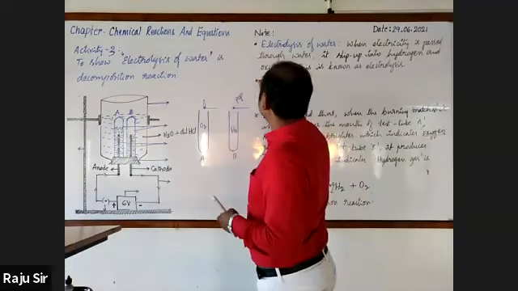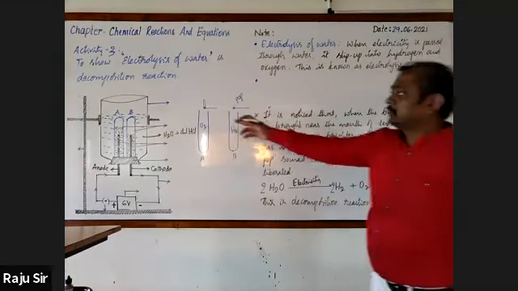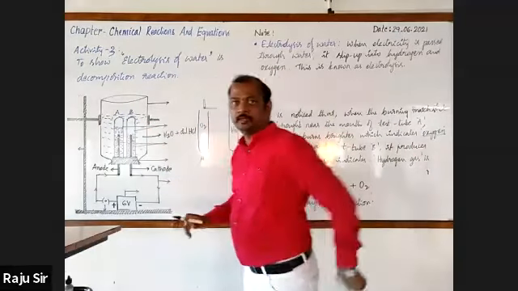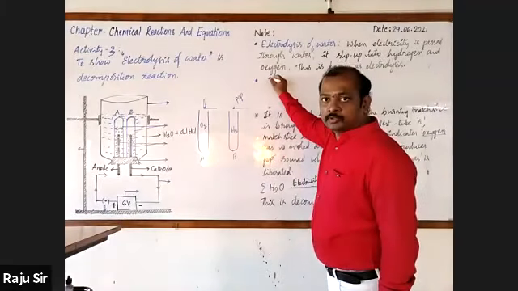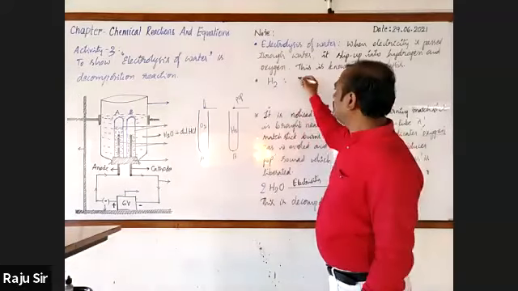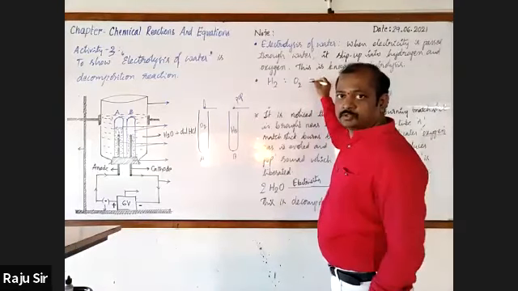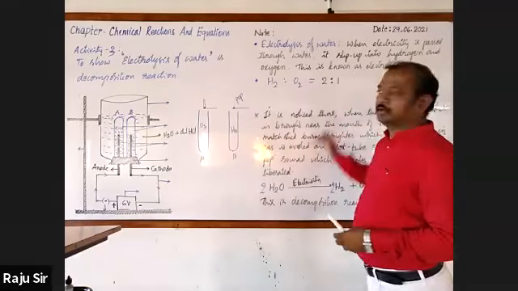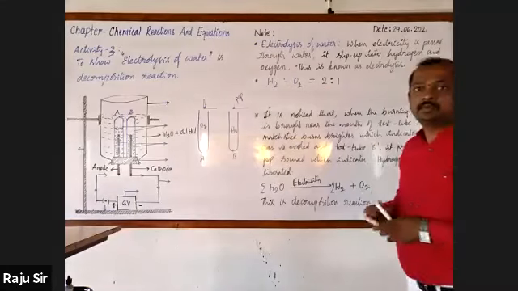Second, we know that the amount of gas collected in test tube B is double that in test tube A. That means the amount of hydrogen gas present in test tube B is double the amount of oxygen gas present in A. So that can be written as H2 to O2 is equal to 2:1.